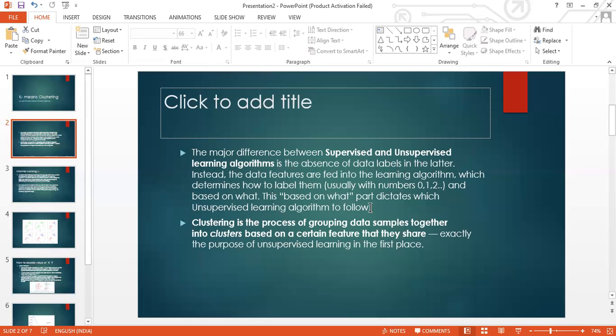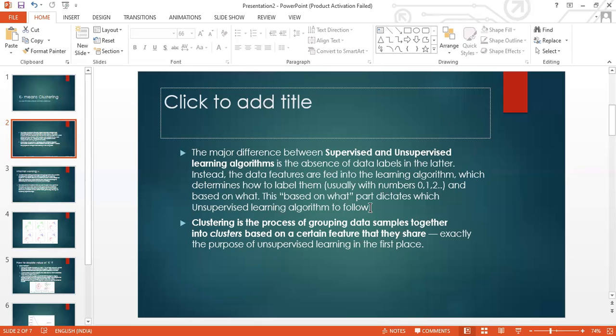So in that case, we need to determine how to label them, or we need to classify the data set into different labels. For that reason only, clustering helps us. In that situation, clustering is very much important.